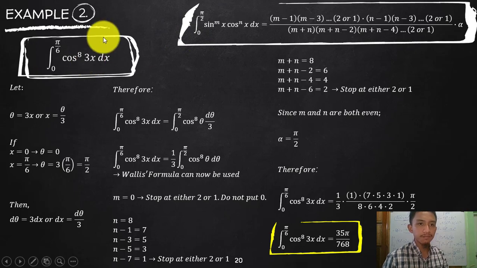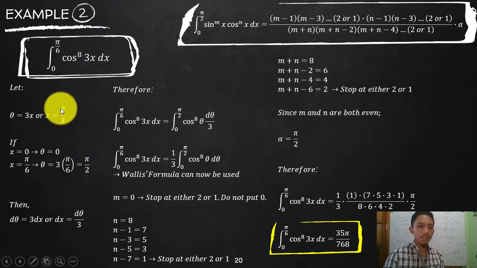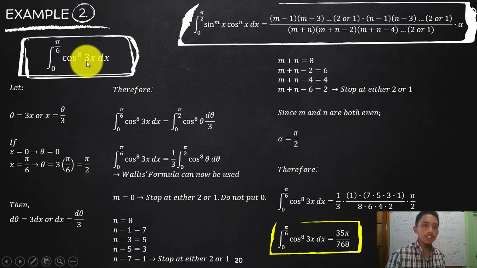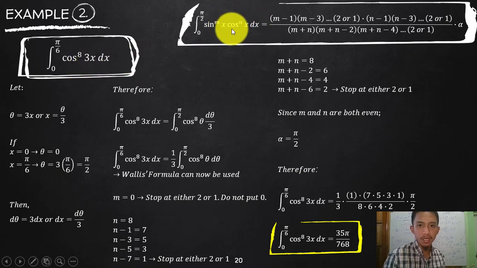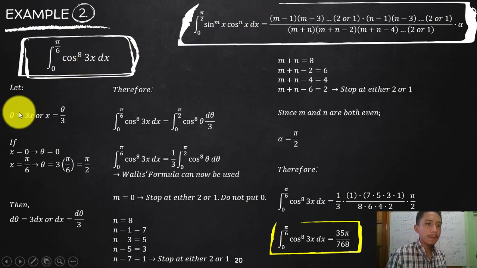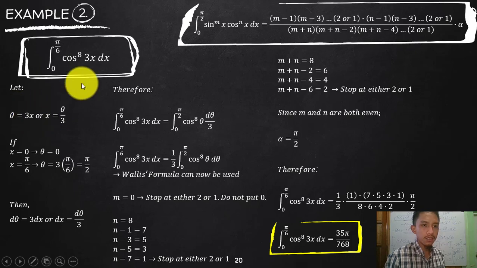Okay, so what will I do? I will try to change limit here. Okay, I will try to change limit. Change variable first. So instead of that being x, since that is x, I will use another variable, let's say theta. Let's say theta is equal to 3x. Okay, forget first about this. Let me just change 3x into theta.